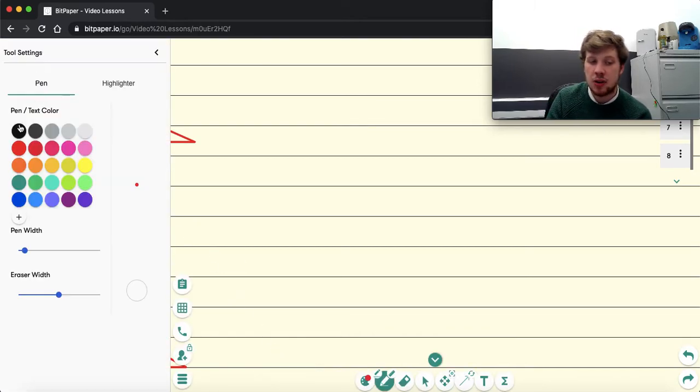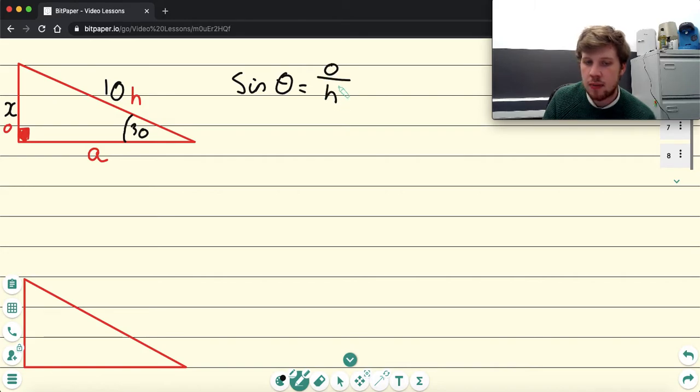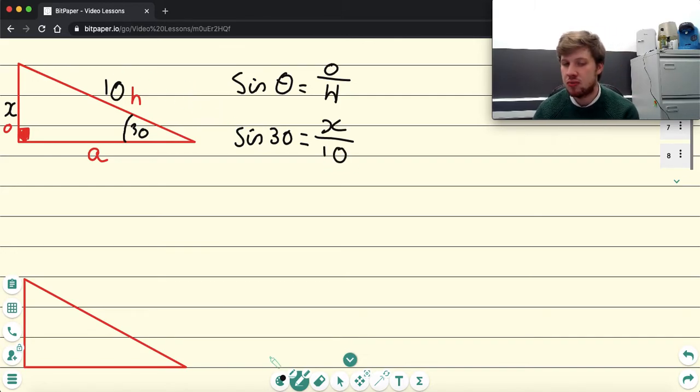Once we have labelled our triangle, what I asked us to do was first of all think about what values we have. We have an opposite, which we need to find, and a hypotenuse. So we should know straight away we could write this as sine theta is my opposite over my hypotenuse. From here, I can substitute in the values that I have. Sine of 30 is going to be equal to my opposite, which is x, divided by my hypotenuse, which is 10, and then we'll have to do some rearrangement.